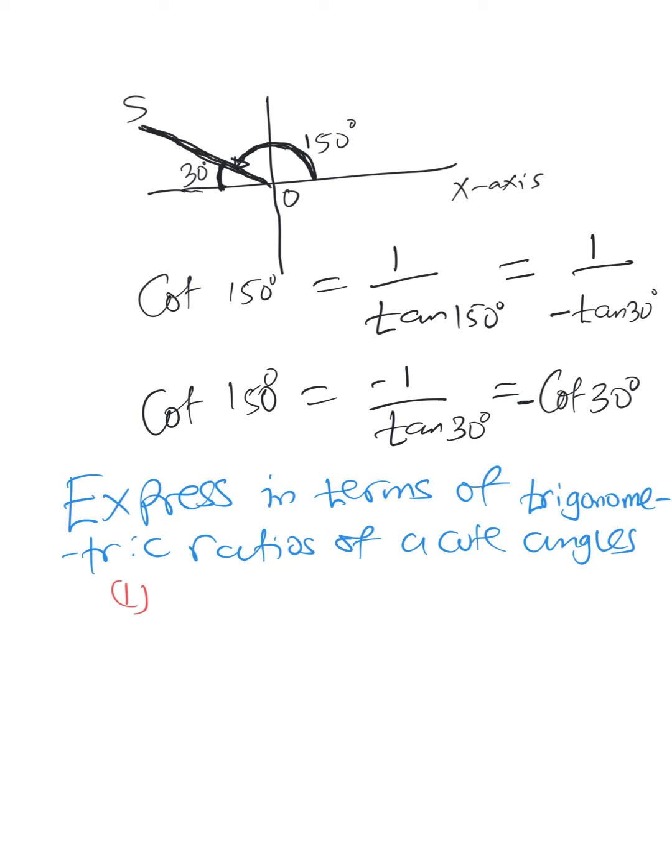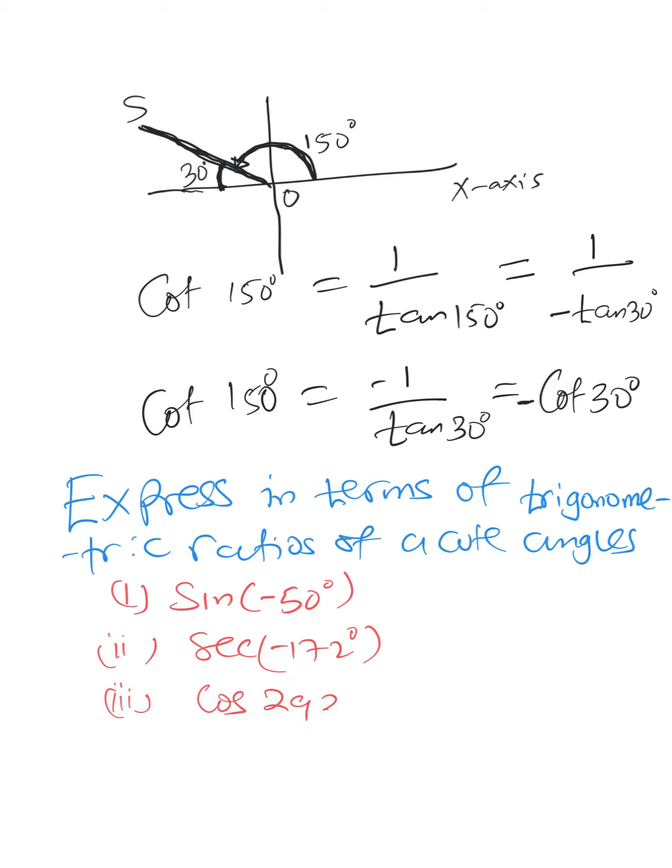The first one is sine of minus 50 degrees. The second will be the sec of minus 172 degrees. The third is going to be cos of 293 degrees. The fourth will be the sine of 325 degrees. Then the fifth will be, I'm just picking a few here.